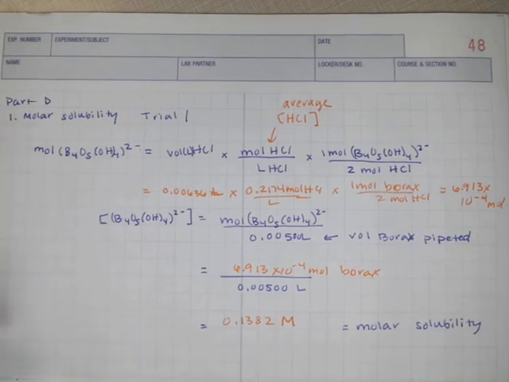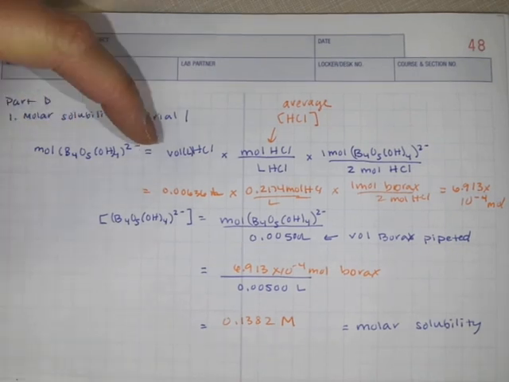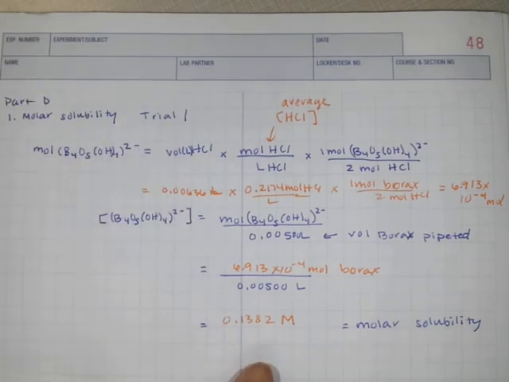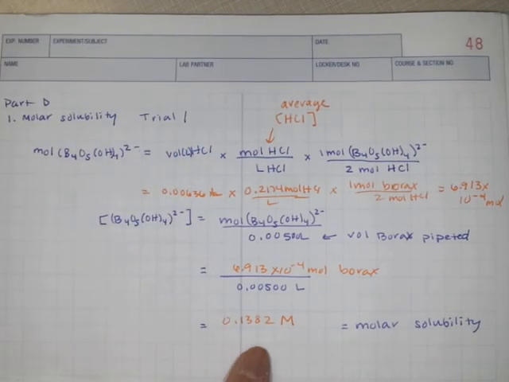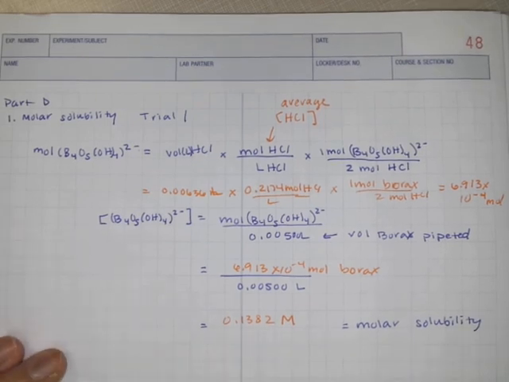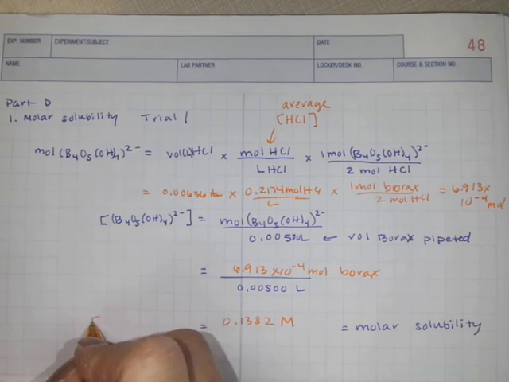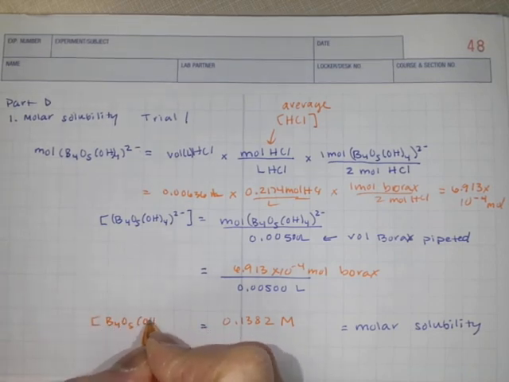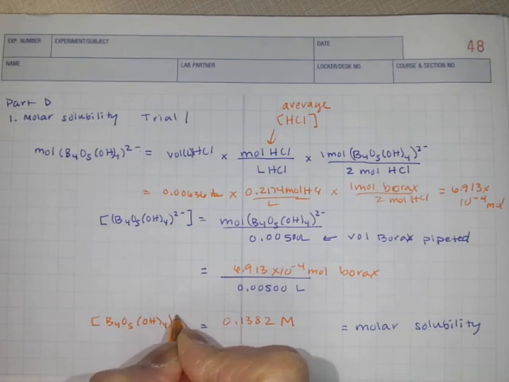You would need to do this for each of the temperatures because the volume of HCl that you're using is going to differ. So the molar solubility of each of your titrations will vary depending on the temperature, and that's one of the properties that you're looking at here. Again, this is the concentration of B4O5(OH)4 2-.